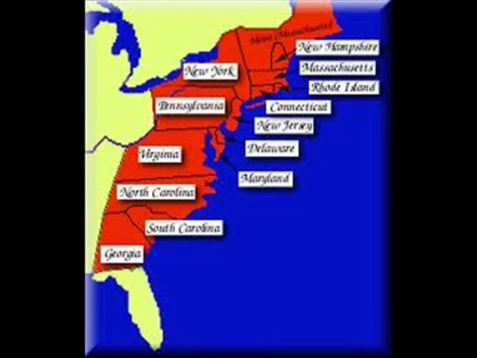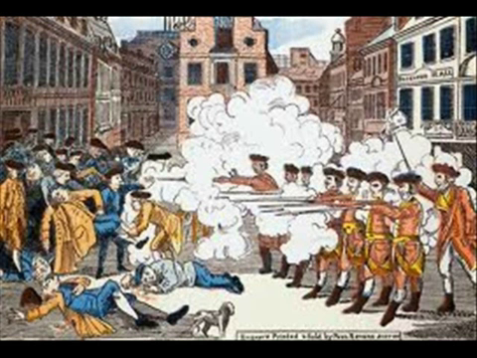Though the settlers were living across the sea and were forming their own colonies, they were still ruled by their king. In 1770, British soldiers fired upon the colonists, killing 5 of them. This became known as the Boston Massacre.